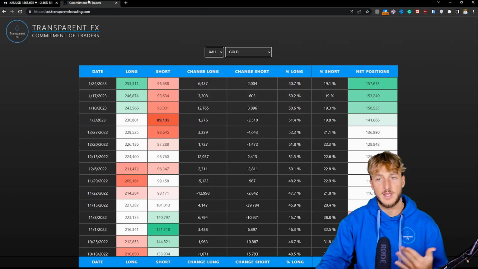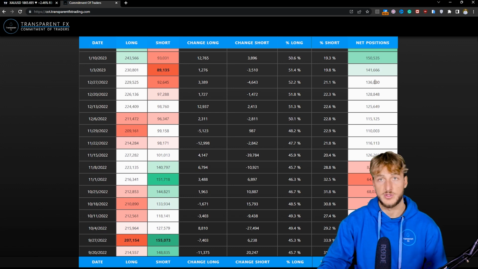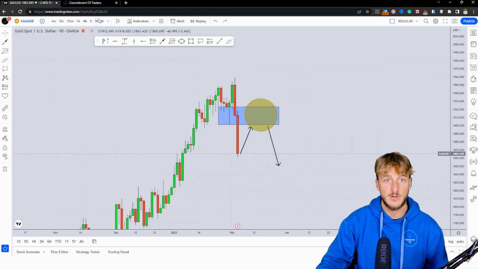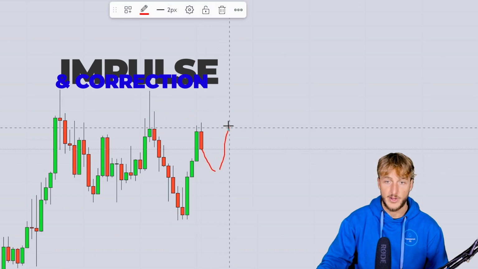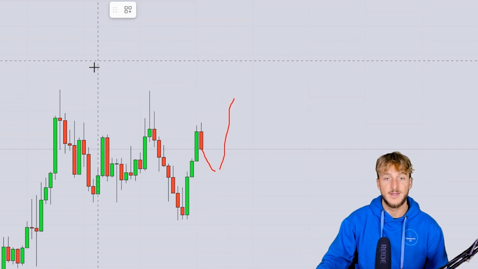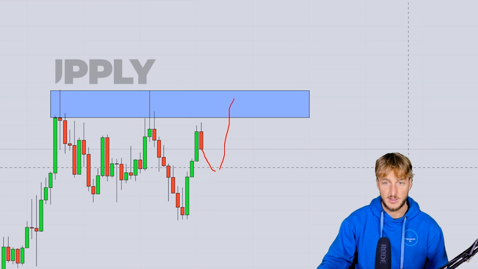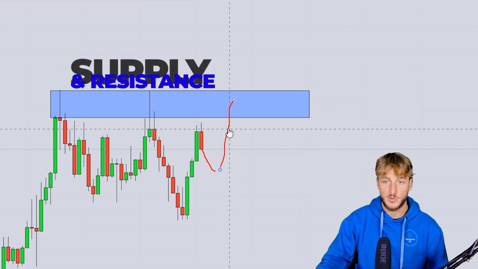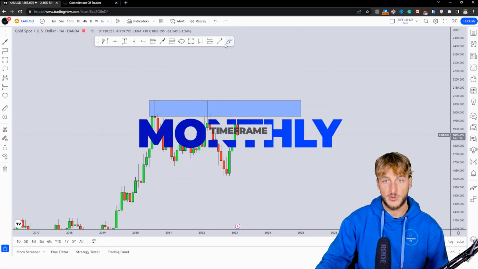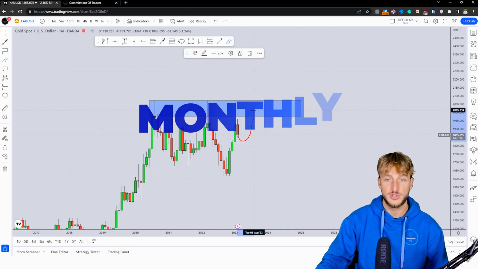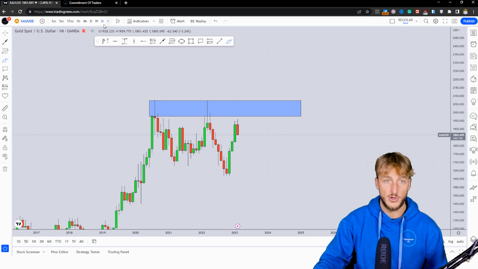But anyway, it's fine that we see net positions increased in the long term, because as we have already seen on the monthly, we already know that even if we will have the correction, there is a very good probability of a deeper test of this monthly supply and resistance. That is what we wanted to see from the beginning. So even though we're getting this correction, we anyway know that more bullish price action should be on the way.